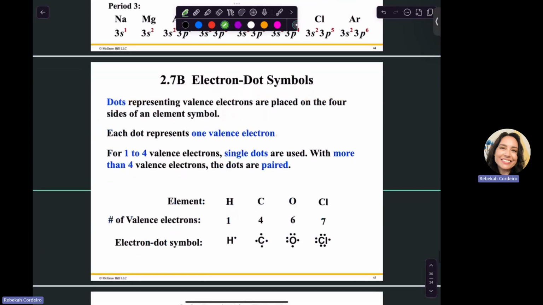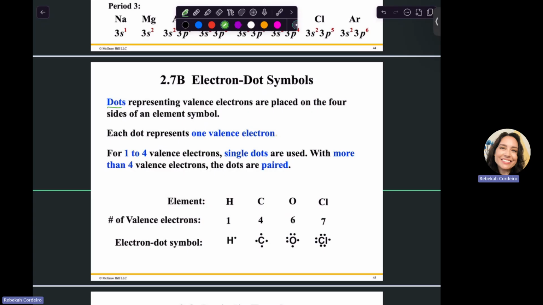When we know the valence electrons, we can say that out loud. We can say, hey, this has this many valence electrons, but sometimes we want to be able to write out very quickly how many valence electrons are around a singular atom or an element. So we use dots to represent electrons, and valence electrons will be represented as these dots around the element symbol.